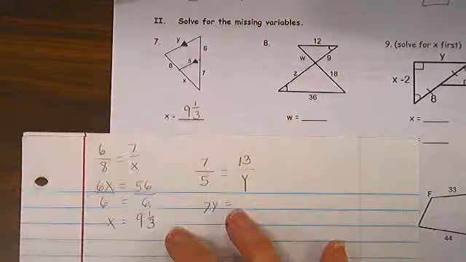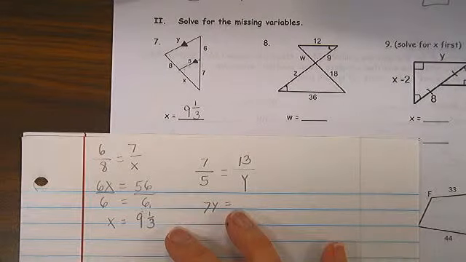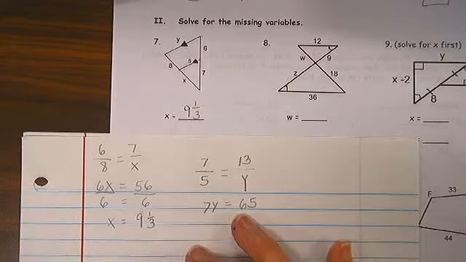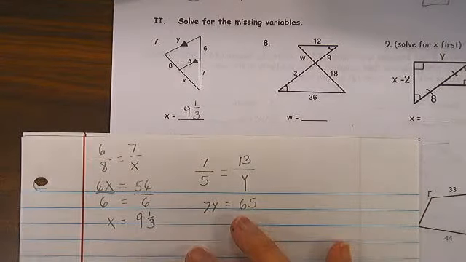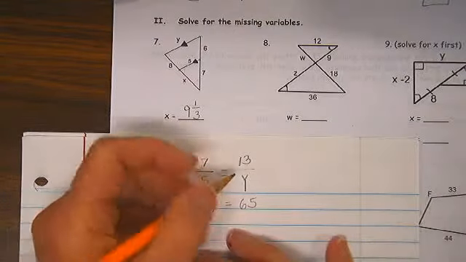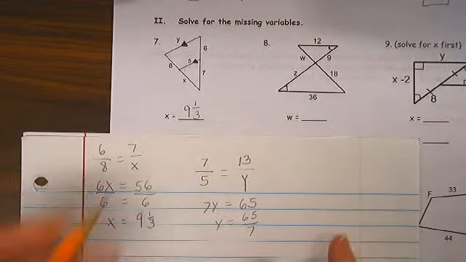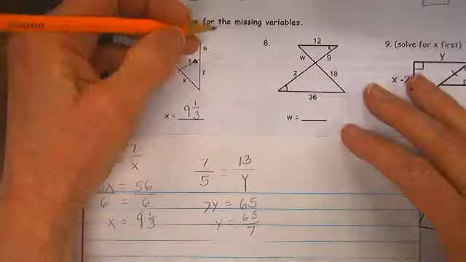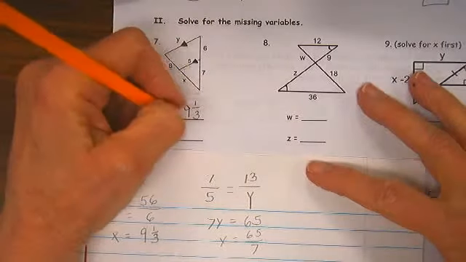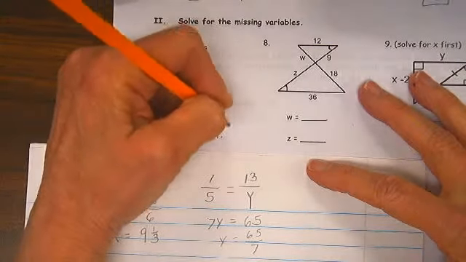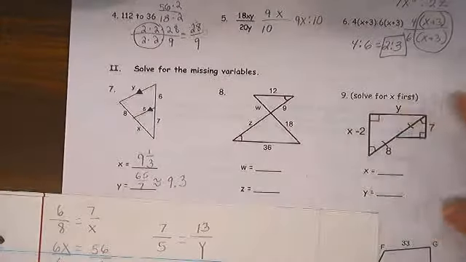7y equals 13 times 5, which is 65. 65 divided by 7 is approximately 9.3. Okay, problem 8.